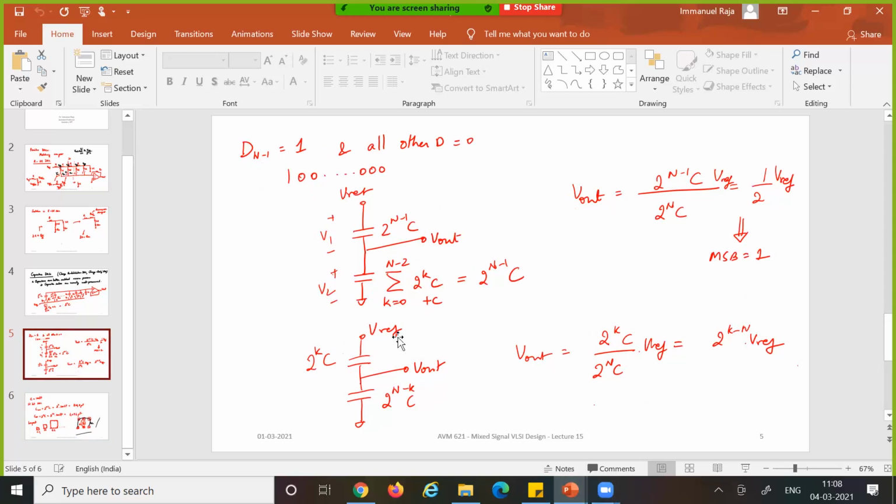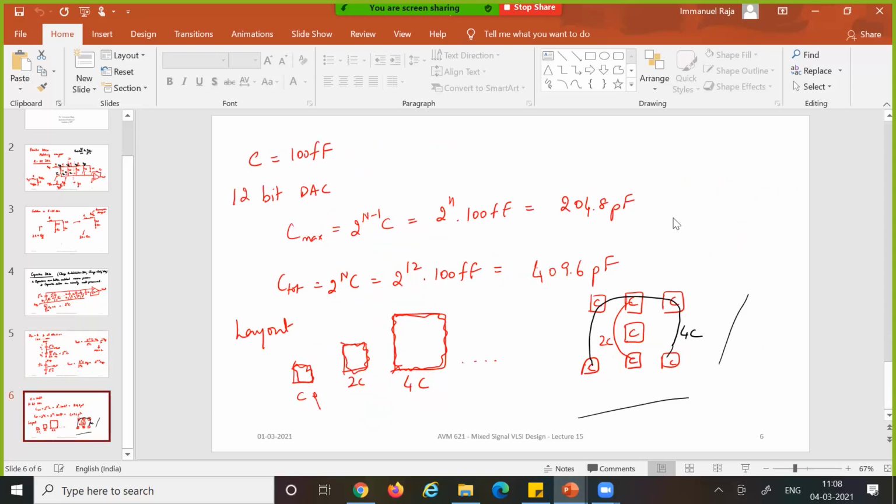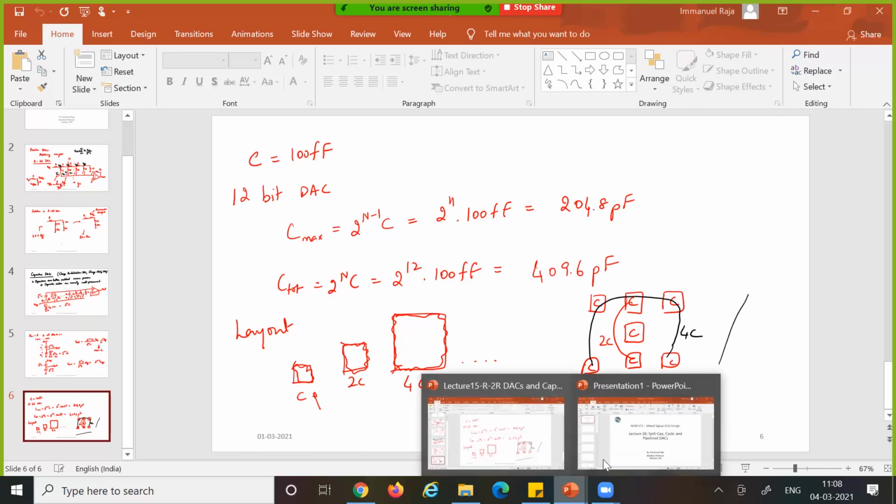One of the things that we saw was the maximum capacitance. Even if you start off with a very small value of 100 femtofarad as your unit capacitor, if you're using a 12-bit DAC, the biggest single capacitor that you'll be using is 204.8 picofarad, and the total amount of capacitance on chip will be 400 picofarad. This is a very large value, which is pretty much not feasible in a typical IC. Otherwise, you will have a very large IC. Basically, it's a waste of area and a waste of money, essentially, right?